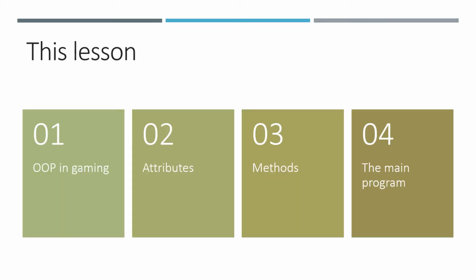In this lesson we'll briefly look at the way object-oriented methods are used in game development, and we'll set some attributes for Gorgatron, some methods to allow the Gorgatron game to be played, and we'll create the main program that runs the game using these attributes and methods.